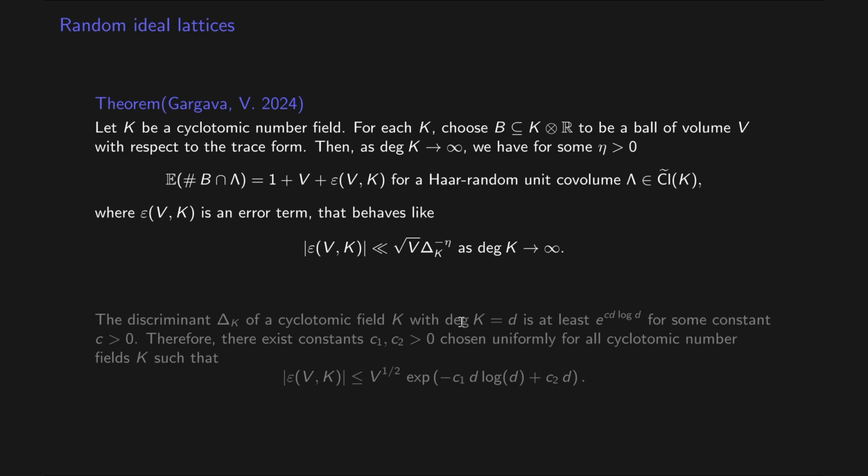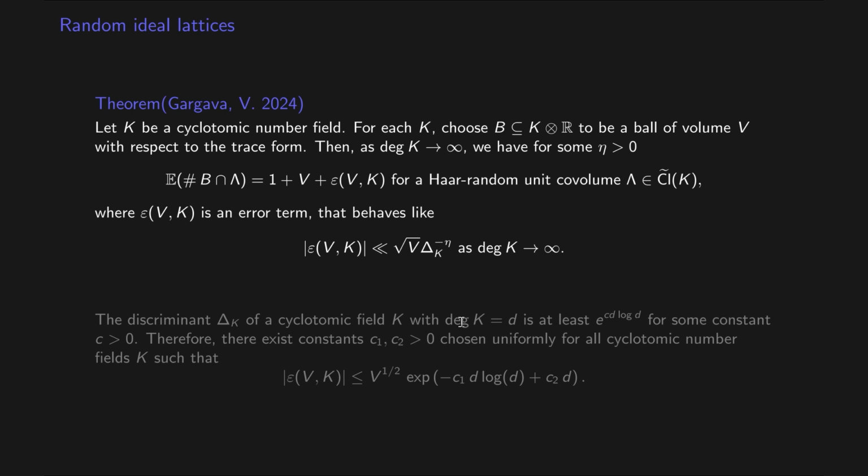And so the question is whether we still can compute the expected number of lattice points in a ball for ideal lattices. So here's the theorem we have proven with Nihar Gargava. It turns out that the answer, on one hand, is we don't have an exact formula for the number of such points, or rather we have an exact formula, but it is a rather complicated one.